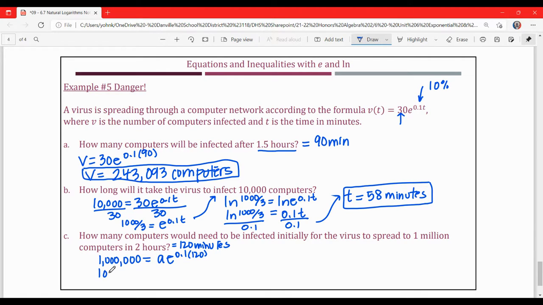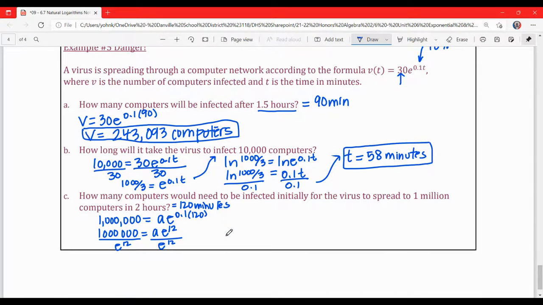So this becomes 1 million equals Ae, and then 0.1 times 120 is 12. I can divide both sides by e to the 12th because even though it looks like it's a variable, it's not. And 1 million divided by e to the 12th, I get 6 computers. So if there were 6 computers initially infected, then 2 hours later, 1,000,000 computers will be infected.